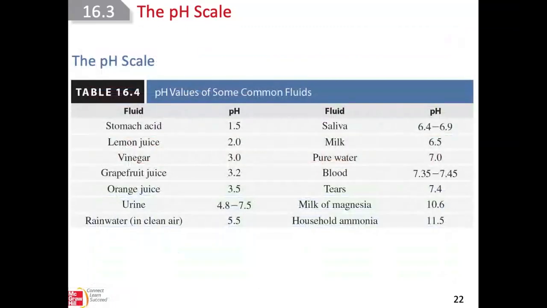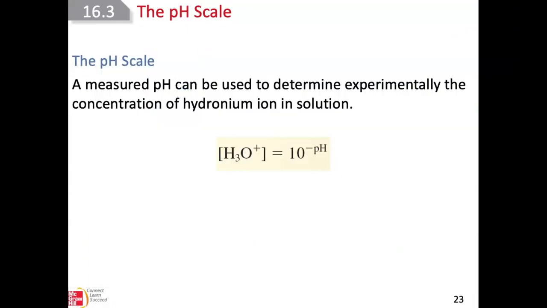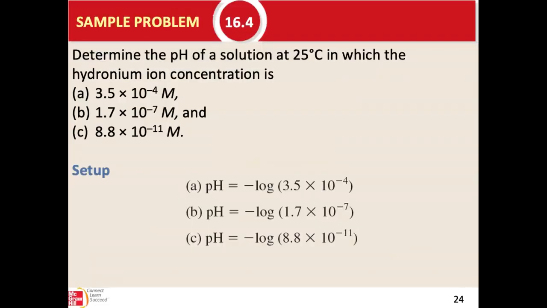This is the pH values of some common fluids. And if you have a pH, you can calculate the concentration of hydronium ion. So pH can be used to determine the concentration of hydronium ion. What you have to do is take 10 and raise it to the minus pH value. Then you get the concentration of hydronium ion.